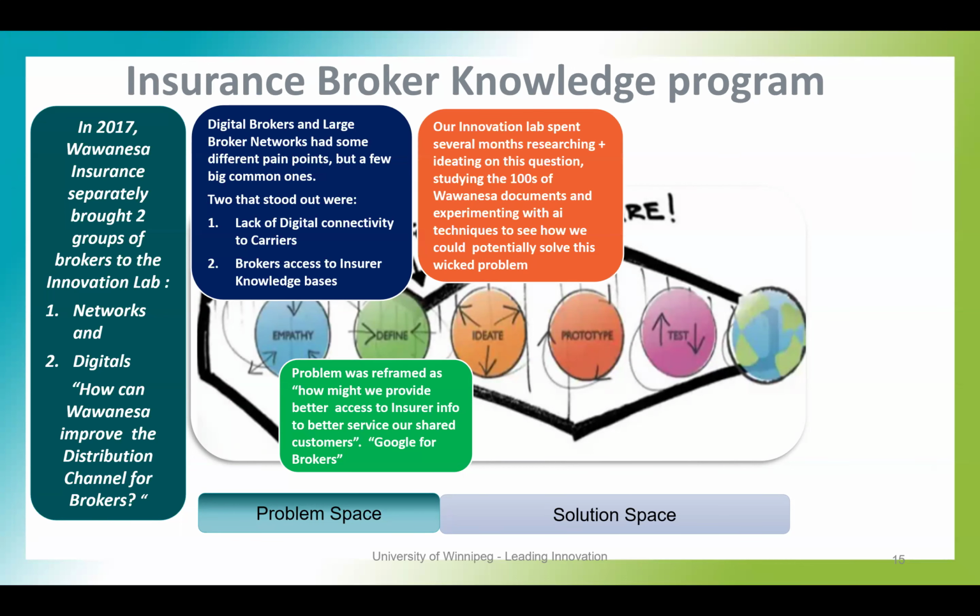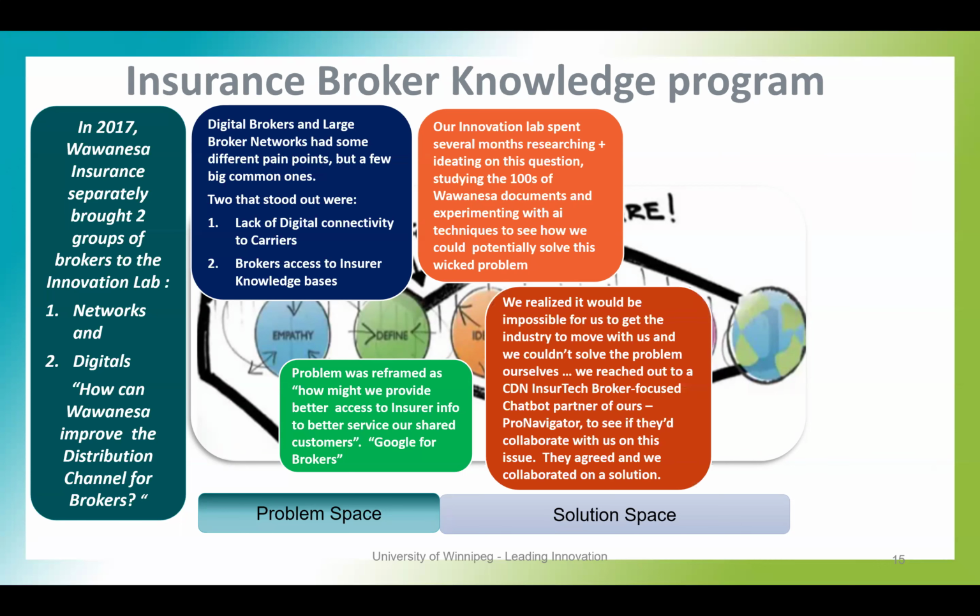So our innovation lab, along with some co-op students we had, spent several months researching and ideating on the question, studied our own portal with our own WMIM documents, and experimented with AI techniques to see how we could potentially solve this wicked problem. But I realized it would be impossible for us to get the industry to move with us because that's not the way the insurance industry works. It's not cooperative like that. And I knew the industry was already consumed with the API question. So we knew we could solve the problem ourselves.